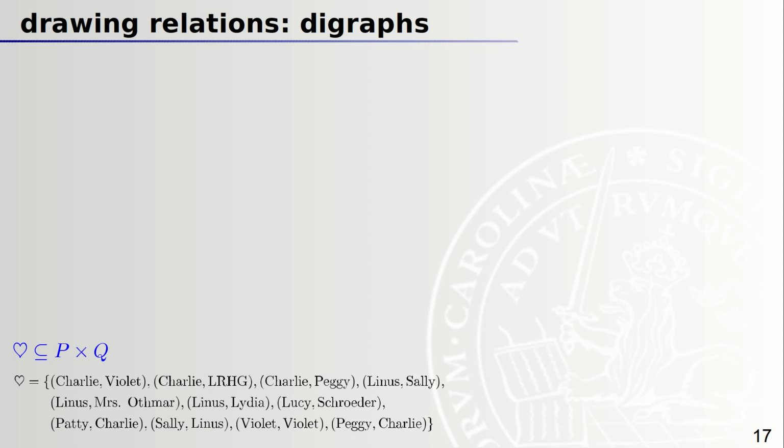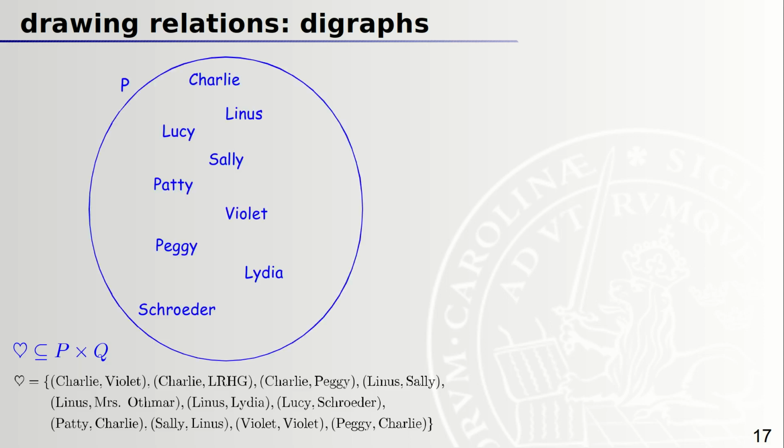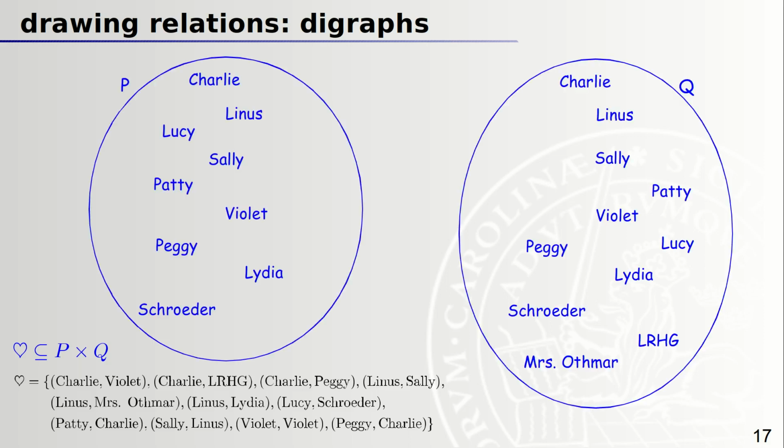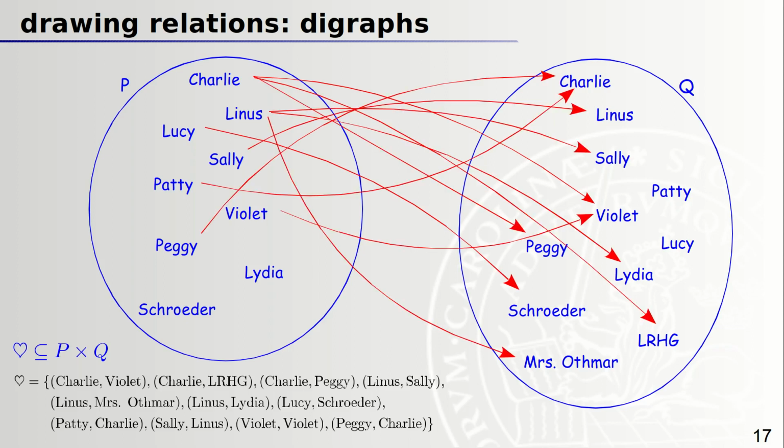Another way of drawing relations is as digraphs, or simply graphs. To draw a relation from P to Q as a digraph, we draw the elements of P in a bubble, then those of Q in another bubble, and then we draw an arrow from an element in P to one in Q if the pair of the two is contained in the relation. This means that we end up with as many arrows as we have tuples that are elements of the relation.